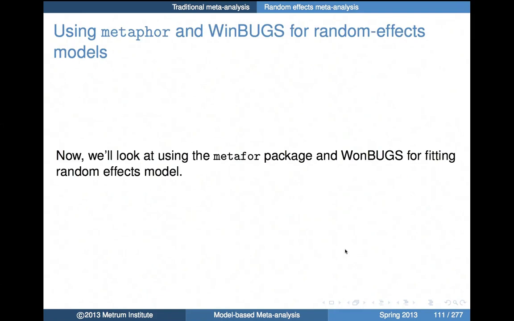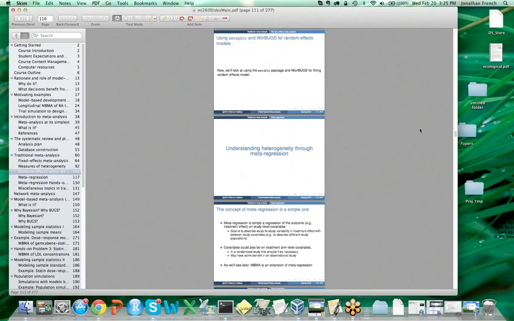So now what we're going to do is switch gears a little bit, and move to using metafor and WinBUGS. That's another typo. It should be WinBUGS for fitting a random effects meta-analysis. And as I'm pulling that up, I'll give you an opportunity to ask any questions that you might have about anything we've covered so far.